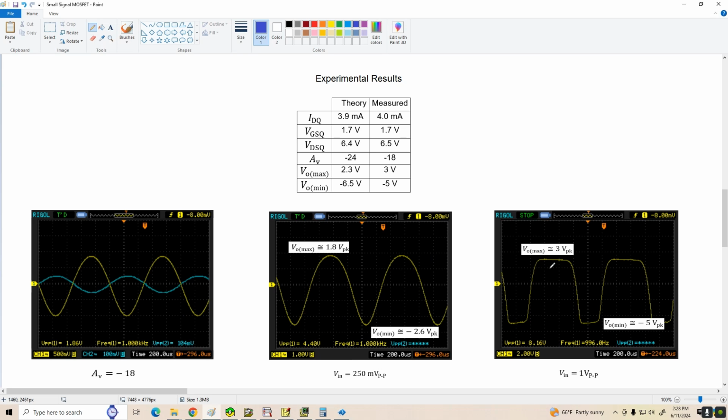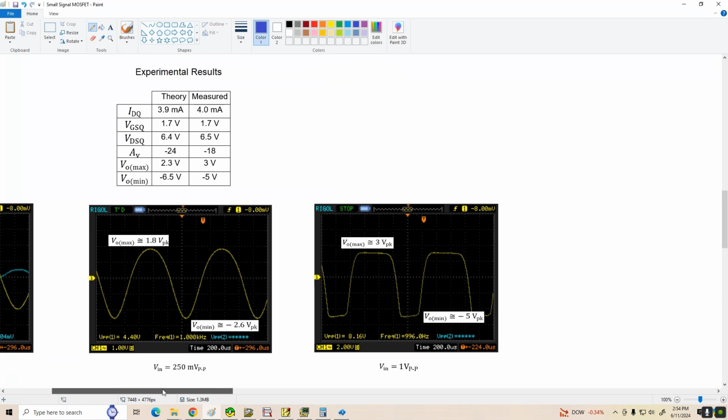All right, and finally over here on this third scope capture, I applied 1 volt peak to peak on the input, which drove the amplifier into saturation. And we can see we reached a maximum peak output of about 3 volts and a maximum negative value of -5 volts. And those are our clipping values that we would get from our AC load line, and we've got pretty good agreement with the theory.